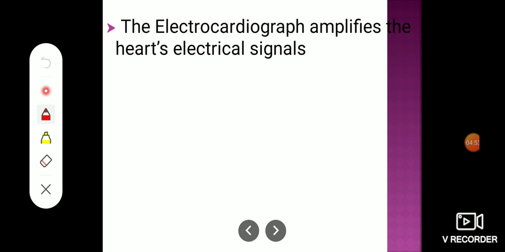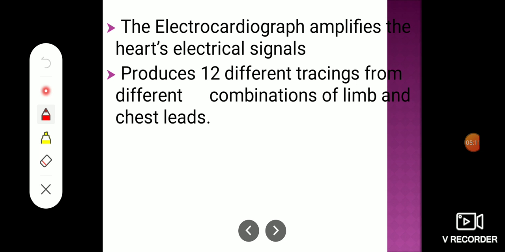Now the electrocardiogram amplifies the heart's electrical signals. Whatever electrical activity is happening in the heart is amplified by the machine so that we can clearly differentiate the different patterns of electrical current flowing through the heart. We record from 12 different angles. So it produces 12 different tracings so that we can look at the heart from different sides: horizontally through the chest leads, and vertically and anterior-posterior through the limb leads. So by 12 different combinations.